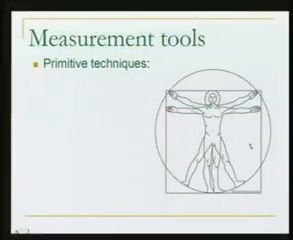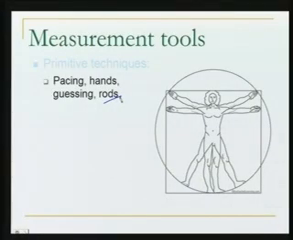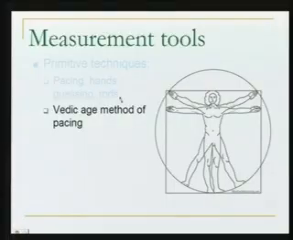Well, initially the primitive techniques, as we all know, still if you go to the villages you will find people doing it. We use either pace, meaning you walk along, or maybe you use the hands, saying a particular length is so much, you make use of a hand and measure it, or maybe you make a guess, or maybe you make use of some rods, some standard rods. So these are the primitive ways of measuring distances. There are some very good examples in Vedic age methods of pacing. I will give you one example right now, and for that I will need to change the slide.